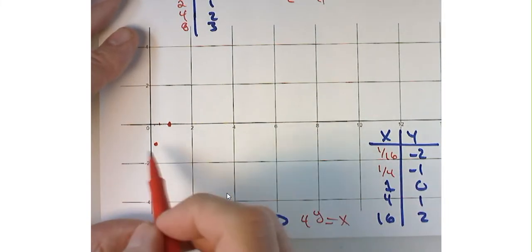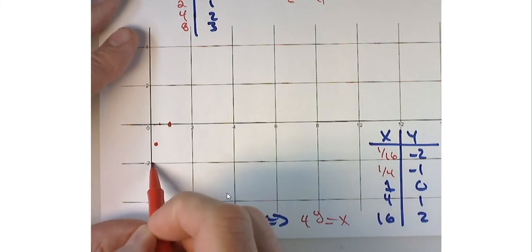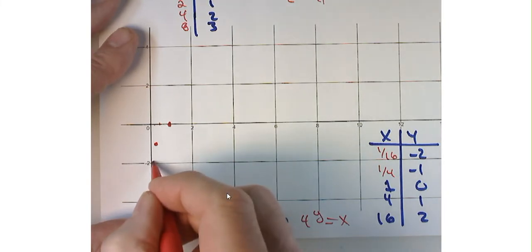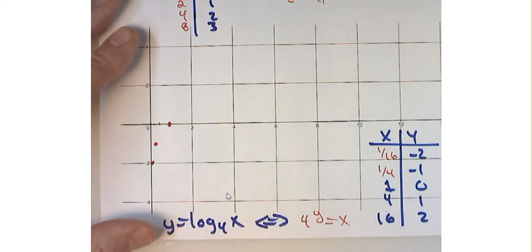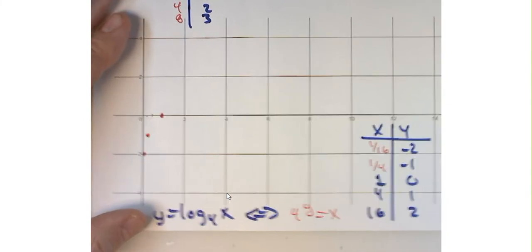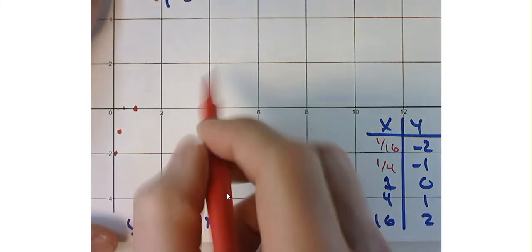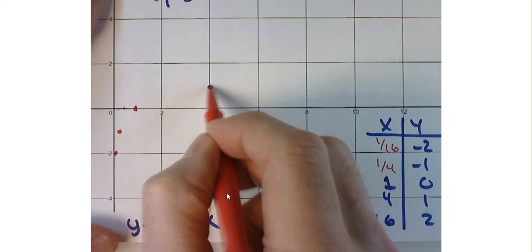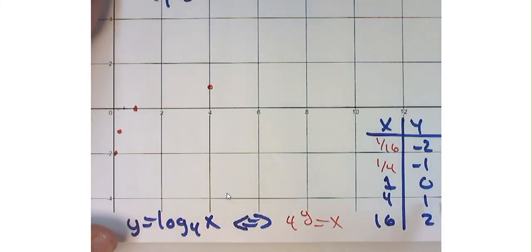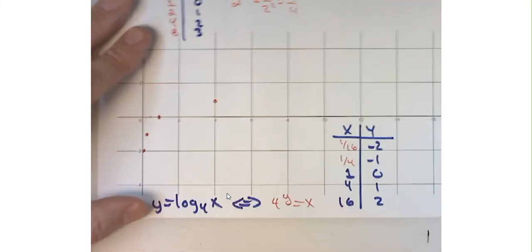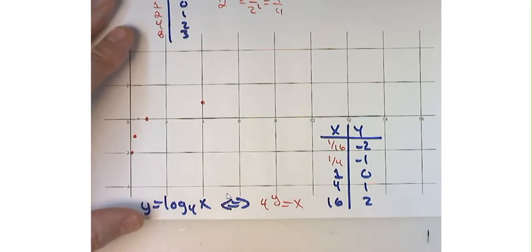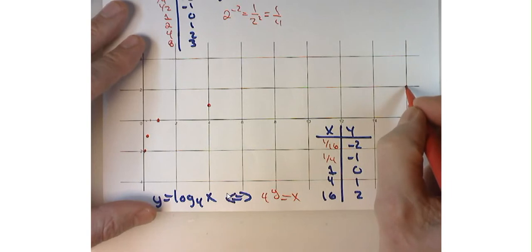Like I said, trying to graph 1/16, that's going to be ridiculously close to the y-axis, something like that. I wouldn't expect that. From there, it goes up to 4 and 1. That's going to be out here. And then way out to 16. Boy, you got to go all the way out to 16 before this function even gets up to 2.